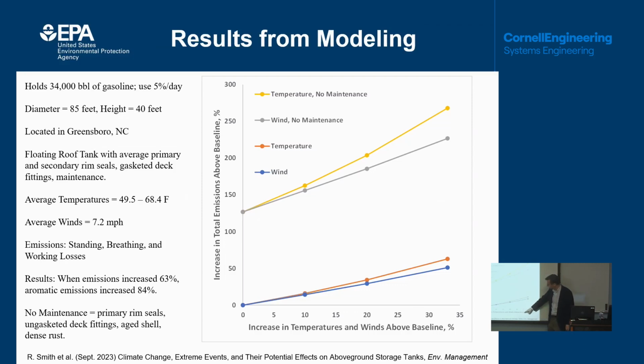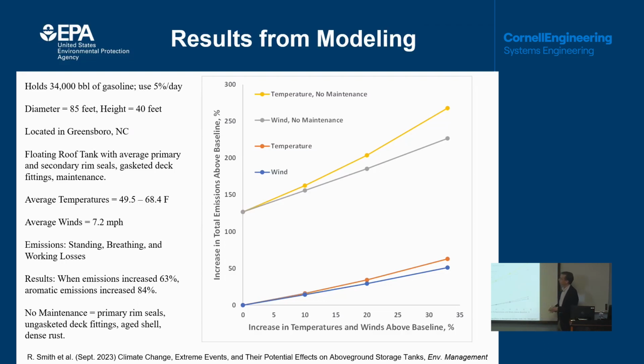Now this is the percent above the baseline, and the y-axis is the percent increase above the baseline emissions. There are specifics. I had to pick a specific tank size. I had to pick an actual fuel and describe what the gasoline looks like, all the components, how much per day gets used, and the location, and so forth. Lots of details, right? For this location, there are specific average temperatures and wind speeds.